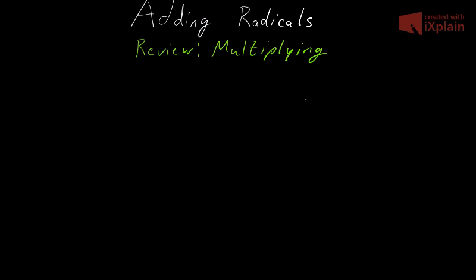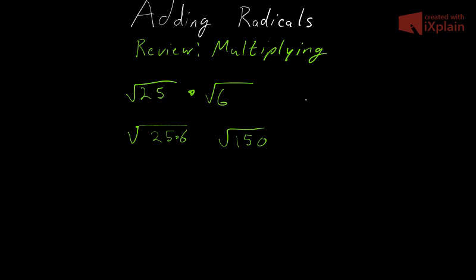We're going to start by reviewing multiplying these radicals. So if I have two radicals, like the square root of 25 and the square root of 6, the way I would multiply these together is that I would just multiply the insides. So this would be the square root of 25 times 6, which would be the square root of 150. And yes, we can simplify that, but for now I'm not going to. I just want to show you how to multiply these. When you multiply them, they just multiply on the inside. It's really, really easy.